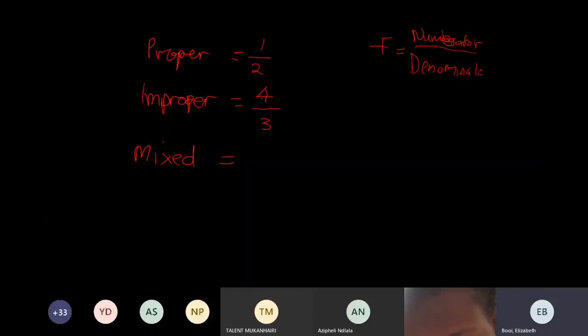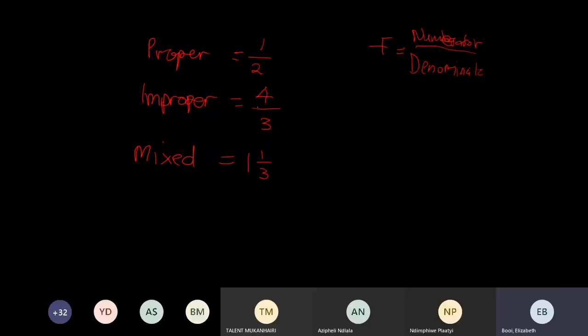We say 3 goes how many times into 4? It goes 1 time. The remainder is 1 over 3. We can move between improper fraction and mixed fraction as and when we answer and solve fractions. And that's what we're going to be doing today.